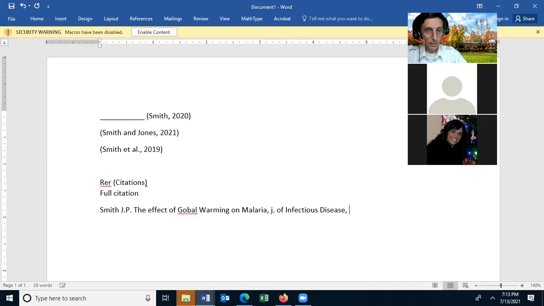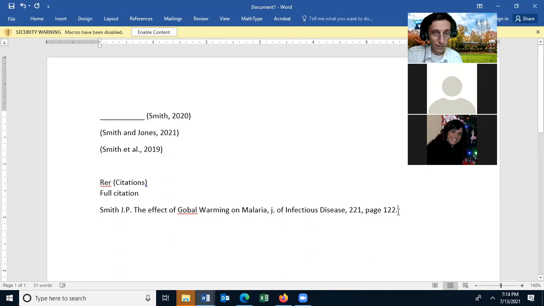The volume number, let's say 221. And then the page number. You don't write "page" there, you just put the number, but you're getting the idea. Now, do I have everything? Smith, the effect of global warming, the article number, and then the journal.